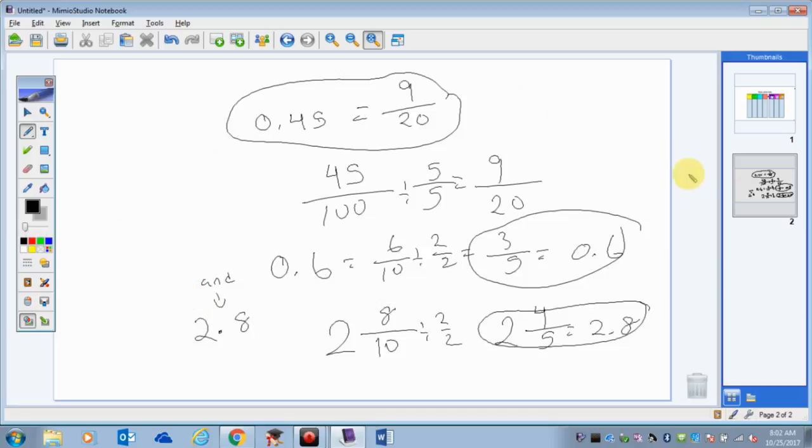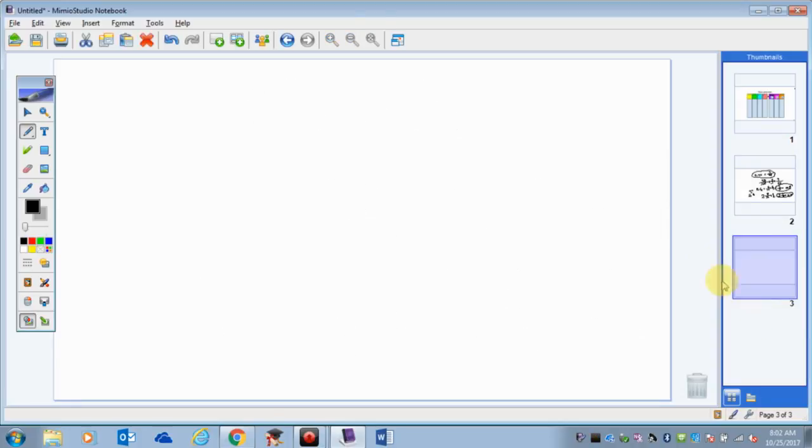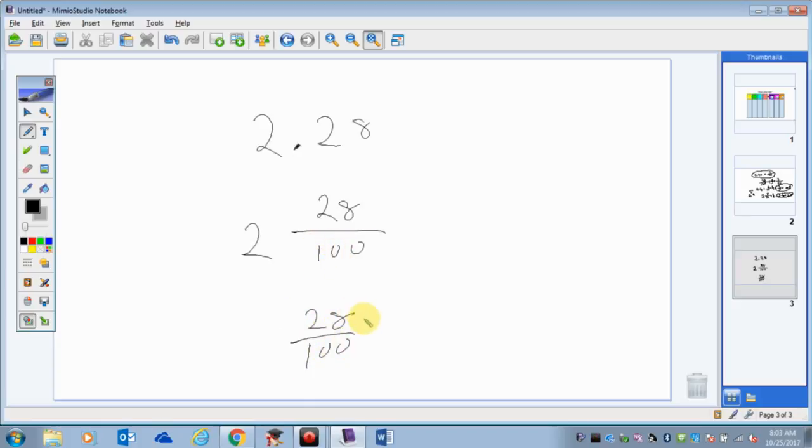Do one more. So if I have 2.28, remember the decimal means and it's also going to change to a fraction bar, so it's going to be 2 and 28 hundredths, so 28 over 100. Pull 28 over 100 down so we can reduce it. They're both even, so 2 will go into them. 28 divided by 2 is 14. 100 divided by 2 is 50.